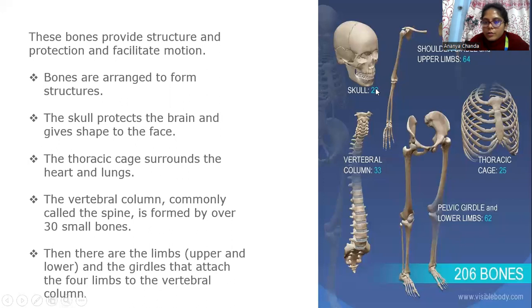So there are 22 skull bones, 64 shoulder girdle and the upper limb bones. Vertebral column is consisting of 33 bones. This is the pelvic girdle and the lower limbs. It is consisting of 62 bones. And the thoracic cage along with the sternum is the 25 bones.